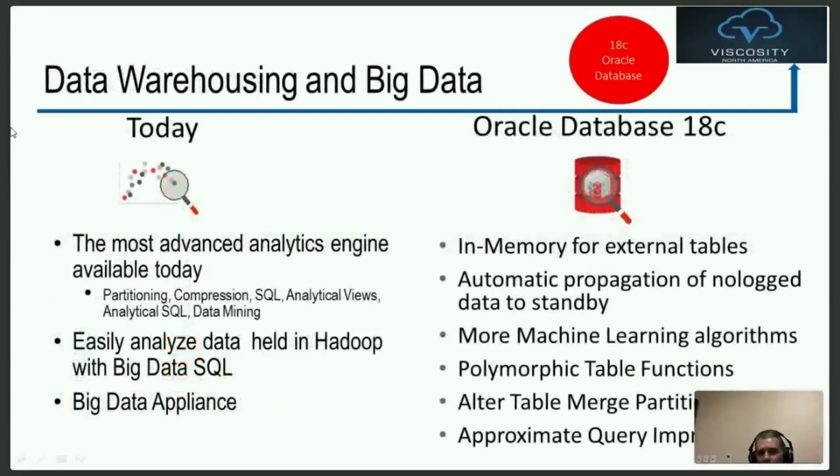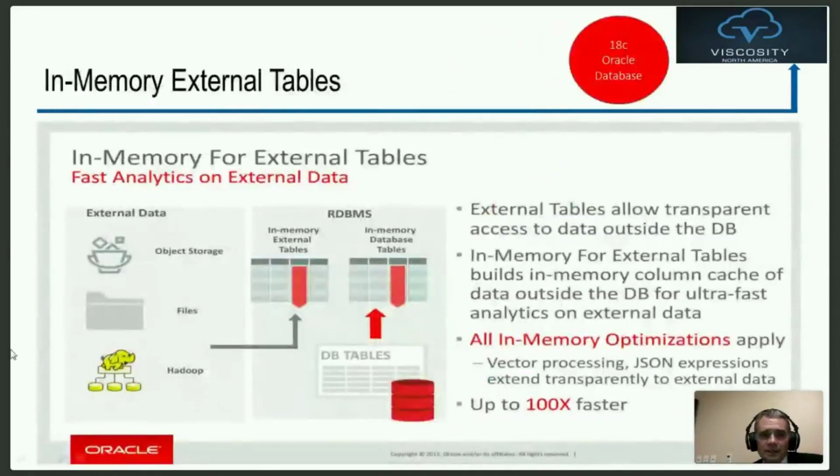When we look at pluggable databases, Oracle building them out in release 1, making them better in release 2, making them spectacular in 18c. Now let's look at 18c. So right now, you've got a great analytics engine. You can go into data, Hadoop and big data SQL, things like that. But now we're going to see in-memory for external tables, now that Hadoop data set is much faster than it was before. We'll also look at a couple of other things online, polymorphic tables.